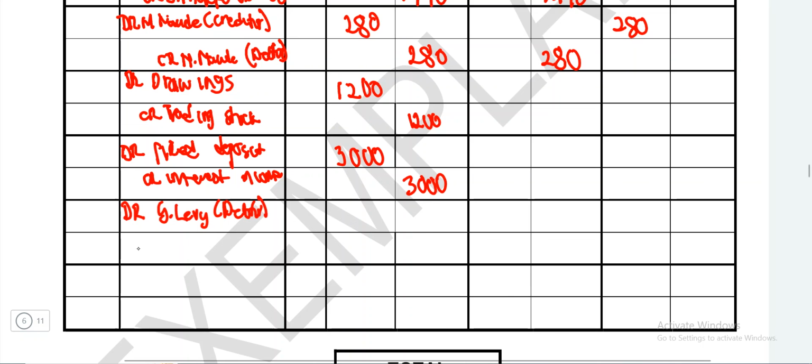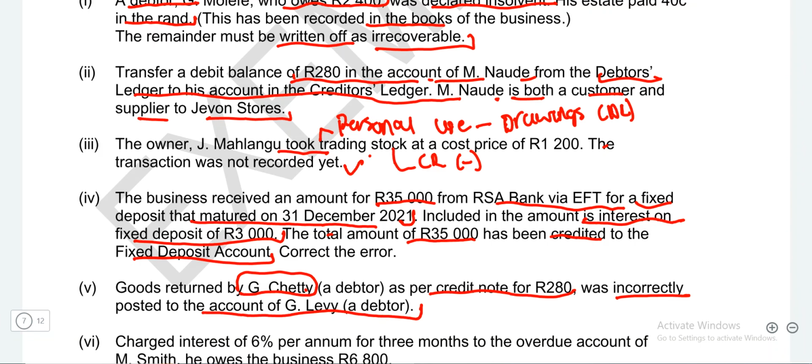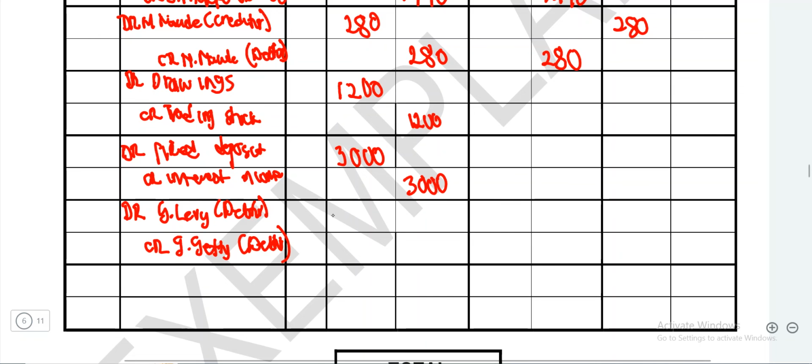Okay, and then we're going to credit G Getty, who is a debtor. So just an error that happened in the list. Okay, and then the amount that we are given is 280. So we'll record that 280. Remember, every transaction has got to pass this side, on an account debited and an account credited, but not every transaction would be recorded here.